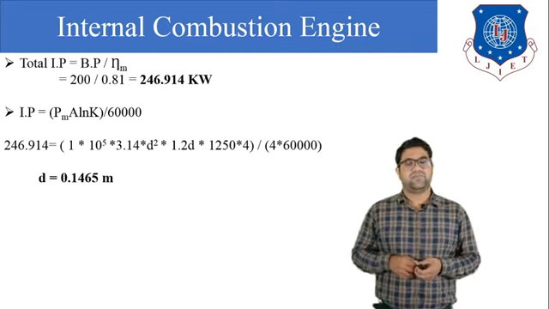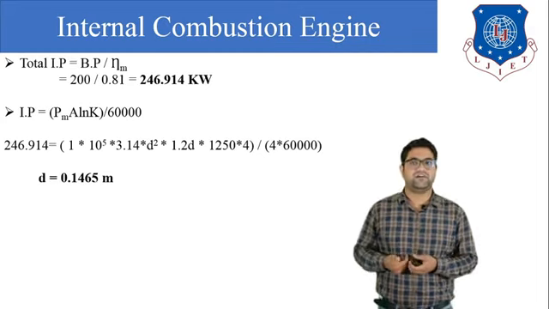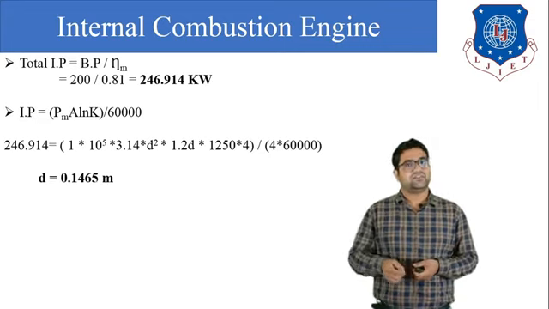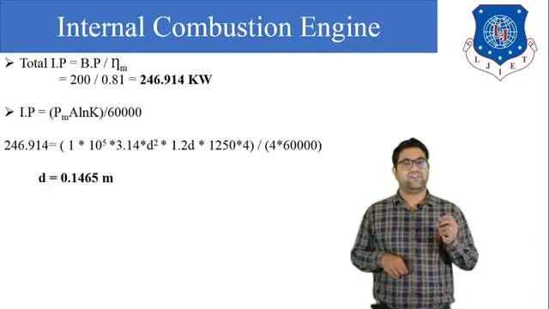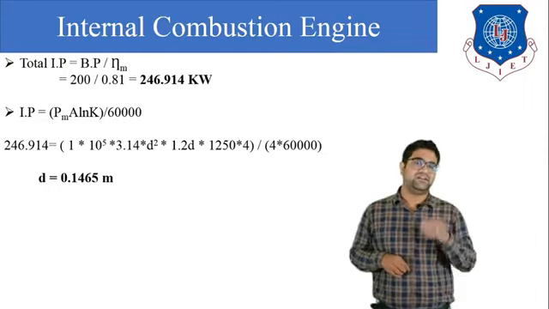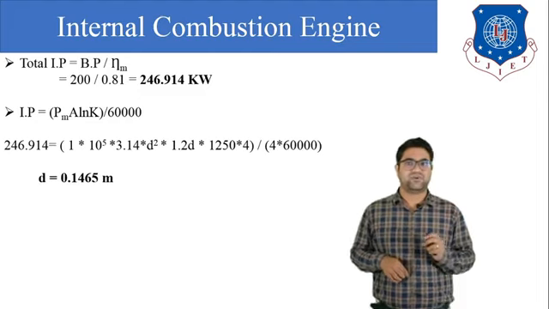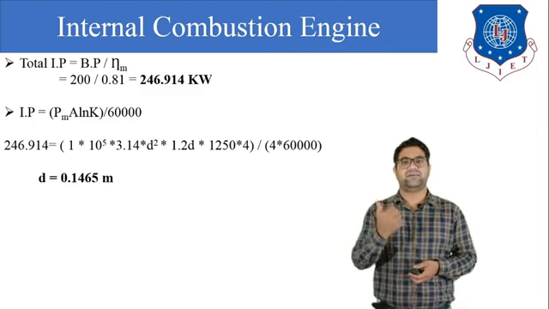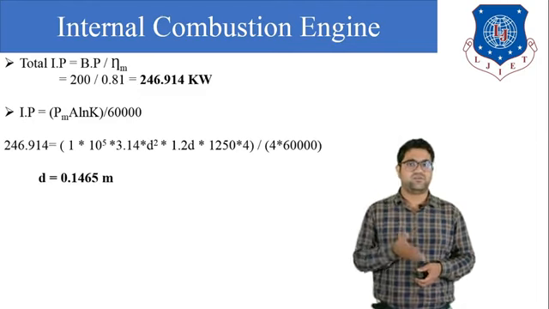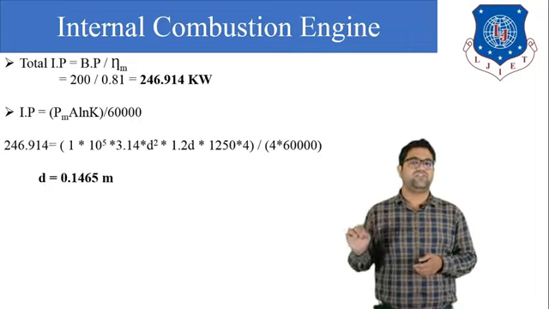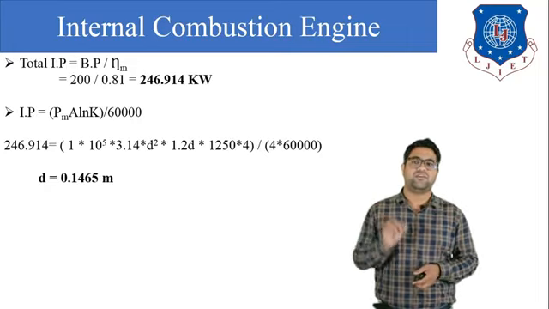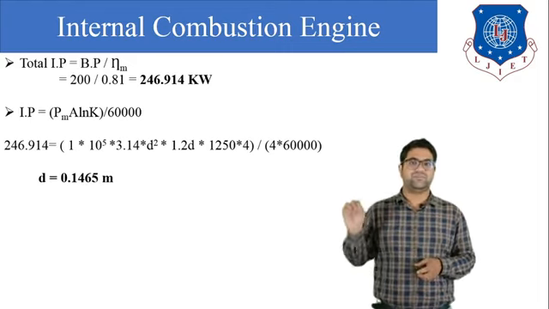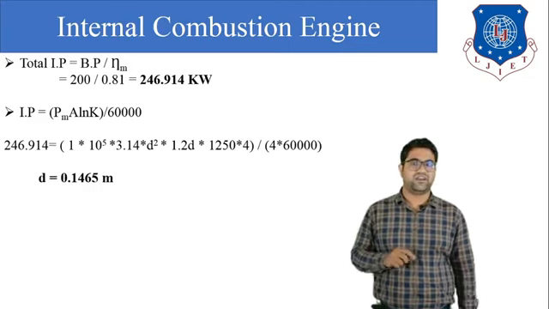Next, the formula of indicated power is equal to PLAN divided by 60,000. It is for a single cylinder. Now here we have to multiply by the 4 cylinders, that is, we have to multiply with K. So here you can write the formula as PLAN into K divided by 60,000. We put all the values, and we get the value of diameter equal to 0.1465 meter. So this is the value of diameter of the cylinder. So first we have found the diameter.